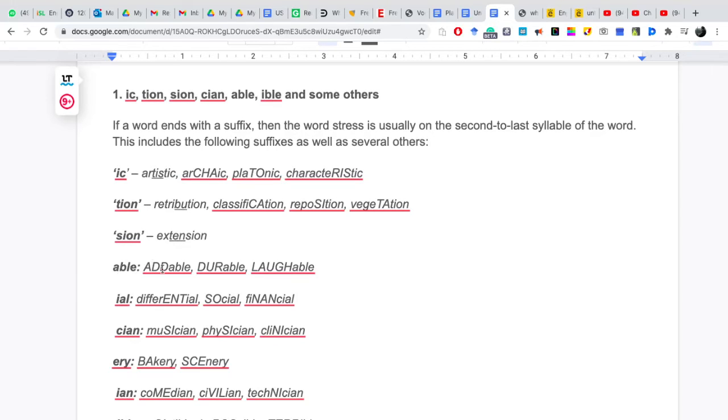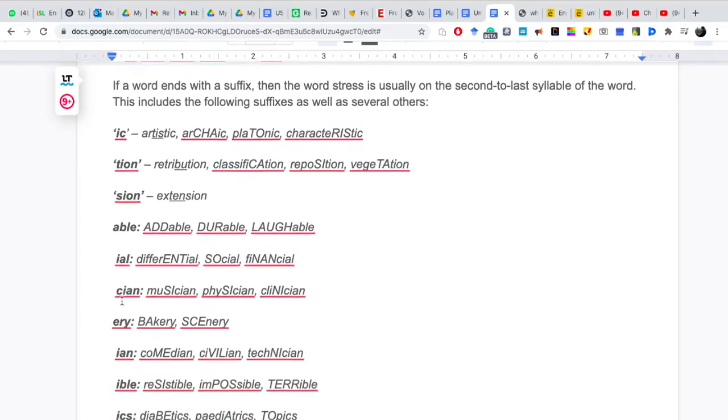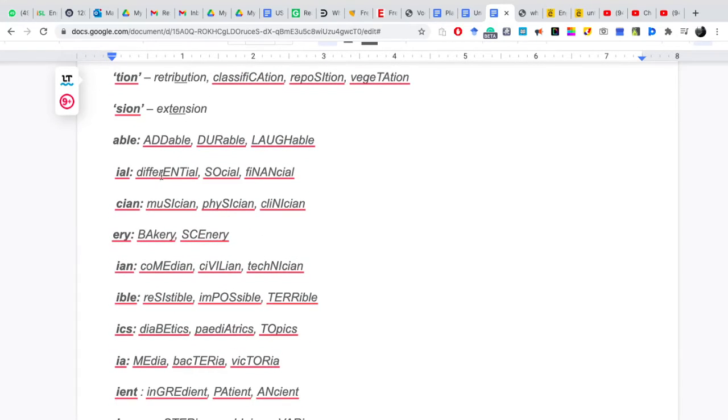herbal, edible, durable, laughable, ial, differential, social, financial, cian, musician, physician, clinician.